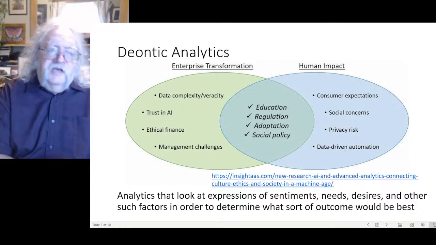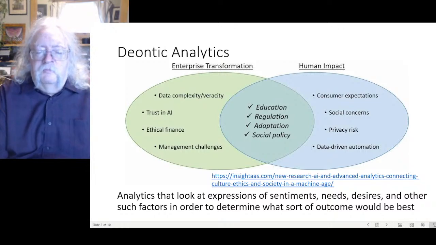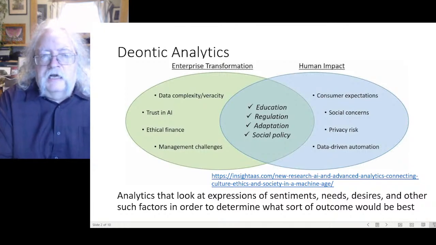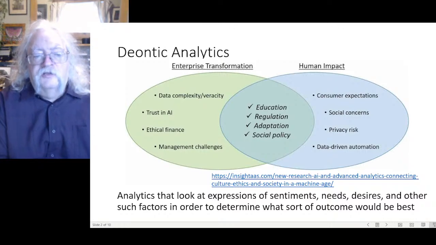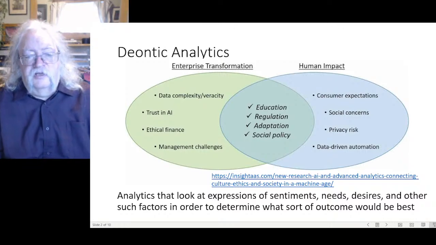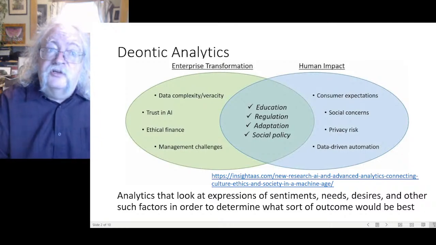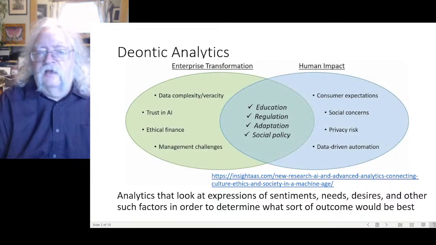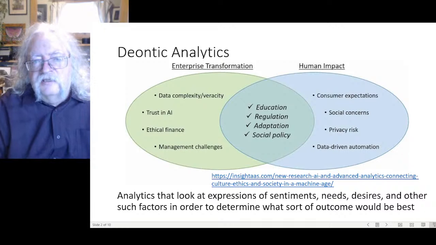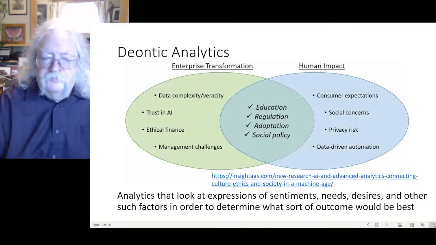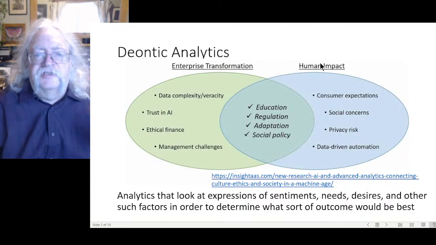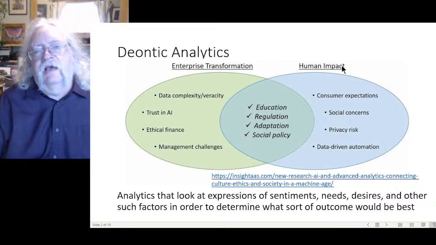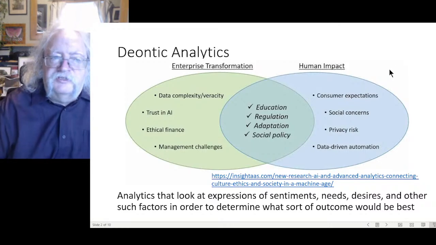And that's why I call it Deontic Analytics. It comes from the idea of deontic logic, which is the logic of ought and should. So these analytics look at things like sentiments, needs, desires, other such factors, the range of human emotions, the range of economic, environmental, and other circumstances to tell us what we really ought to be doing or saying or making policy as, etc. We've got a number of examples of this, and we'll go through them just as we have in all of the other videos of this series.